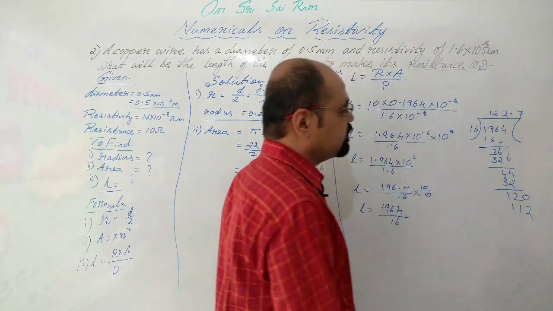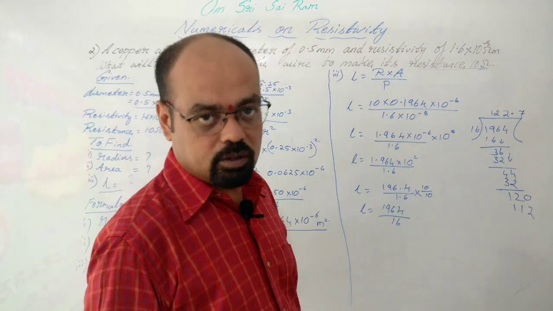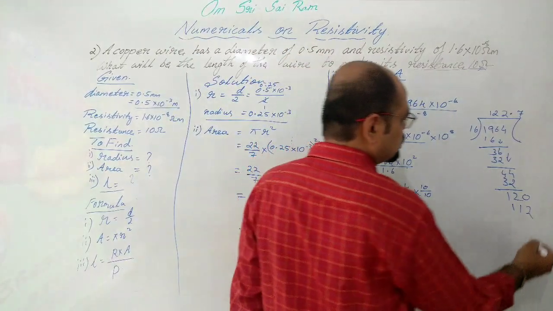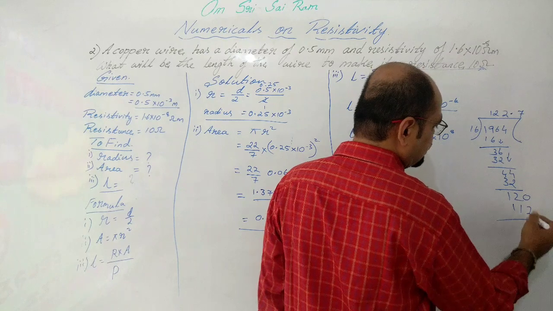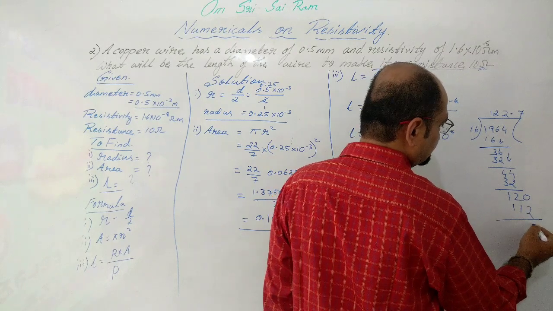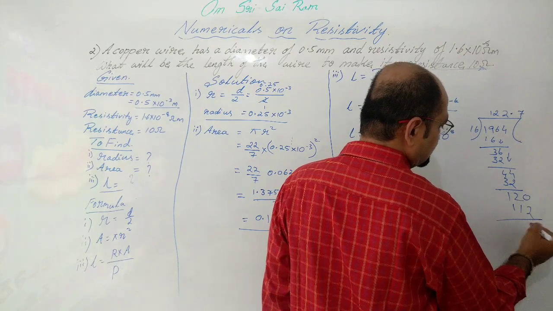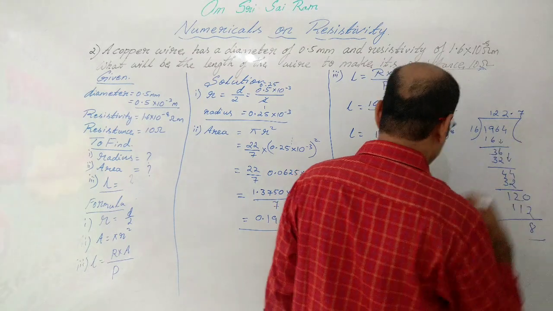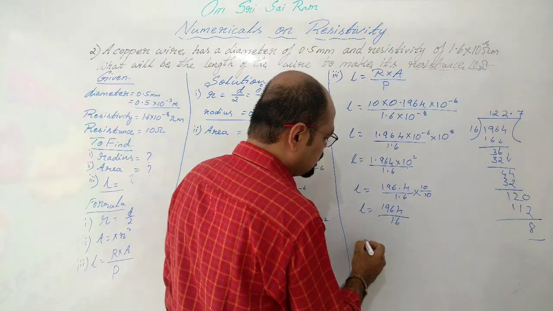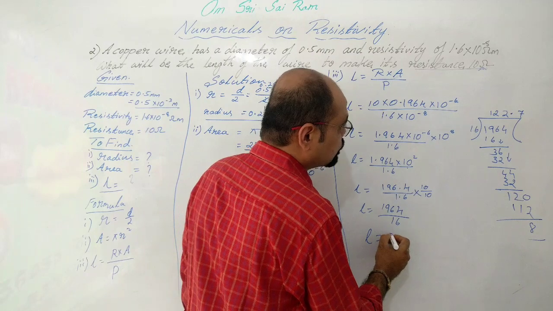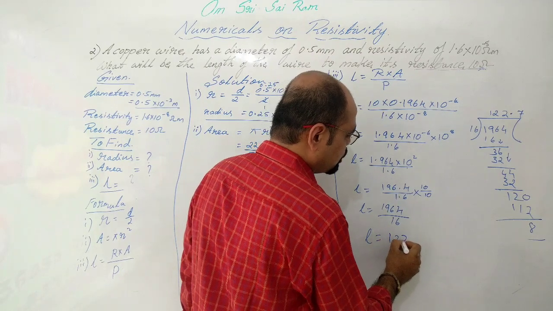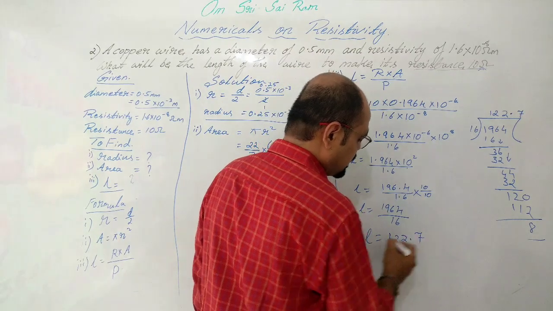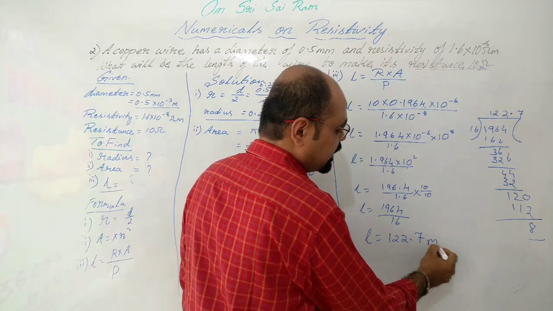So 16 sevens are 112. Okay, so this continues. 10 minus 2 is 8. 1 minus 1 is 0. So not necessary, we got one digit. So we can write here, therefore, length is equal to 122.7 and the unit of length is meter.